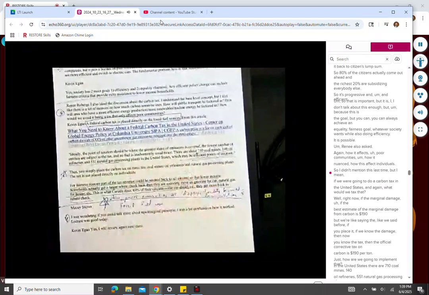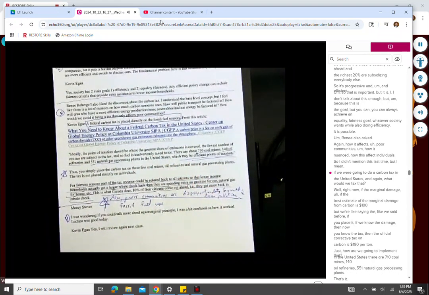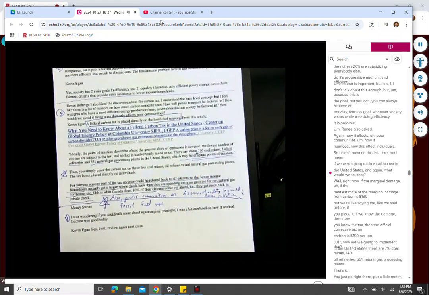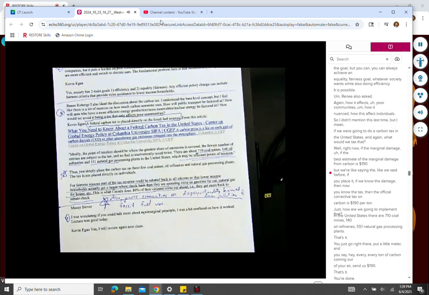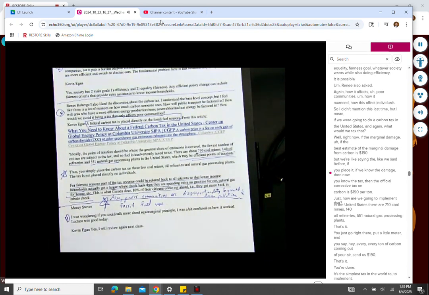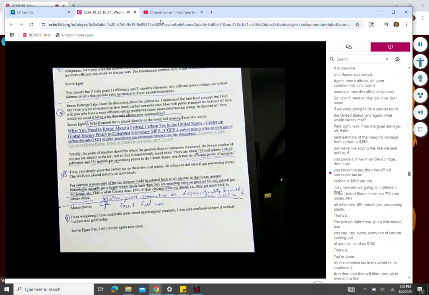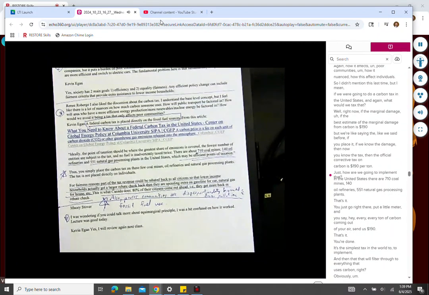So I didn't mention this last time, but if we were going to do a carbon tax in the United States, what would we tax? Well, if the best estimate of the marginal damage from carbon is $190, then like we said before, if we know the damage, then you know the tax. The efficient corrective tax on carbon is $190 per ton. Just how are we going to implement that?